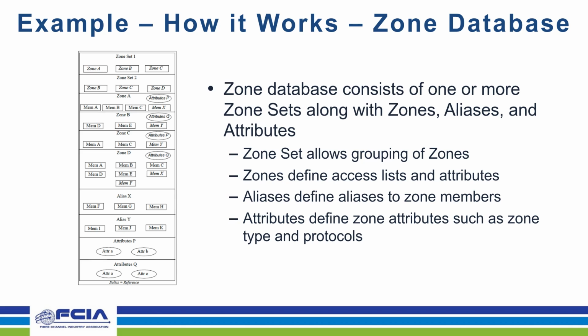So the important piece of all this is the zone database. And the zone database contains everything you need to know about the zones. The zone database is set up in a hierarchy, the highest being zone sets, which allows a grouping of zones, and then the zones themselves, which define the access lists and attributes. And then there are also aliases, which allow you to point in a more friendly fashion to zone members, as AJ talked about. And then there are the attributes. Each zone has a list of attributes which indicate the type of zone, the type of protocols allowed, and so forth.